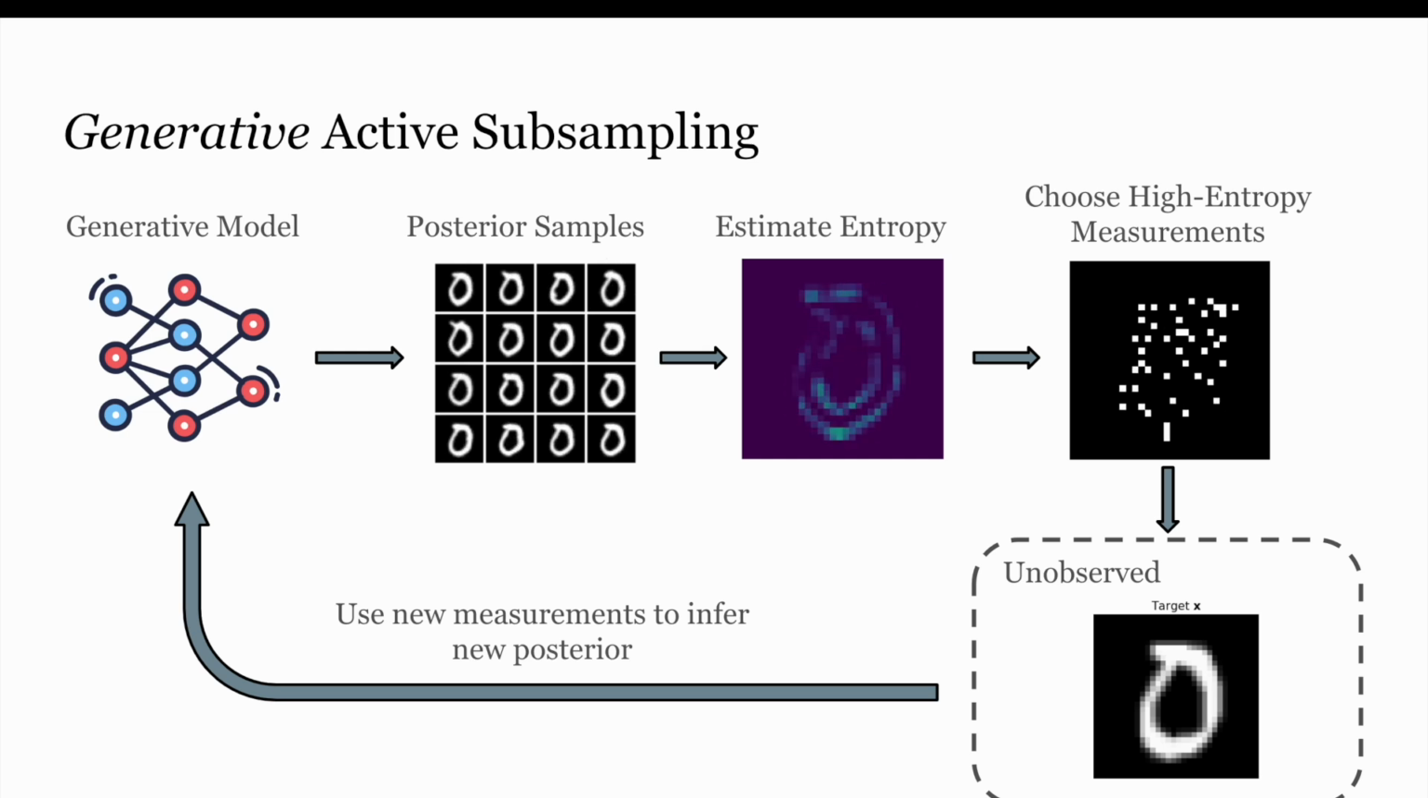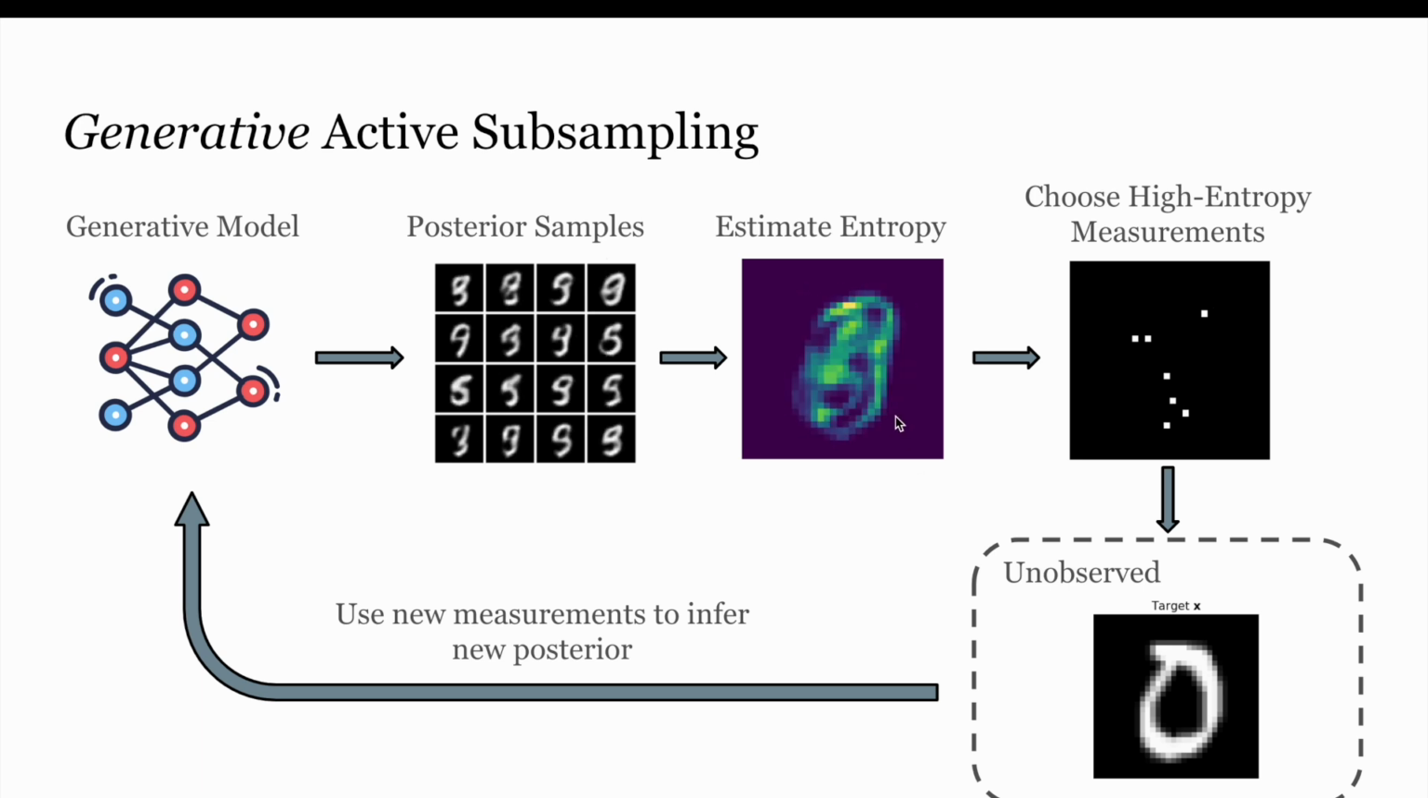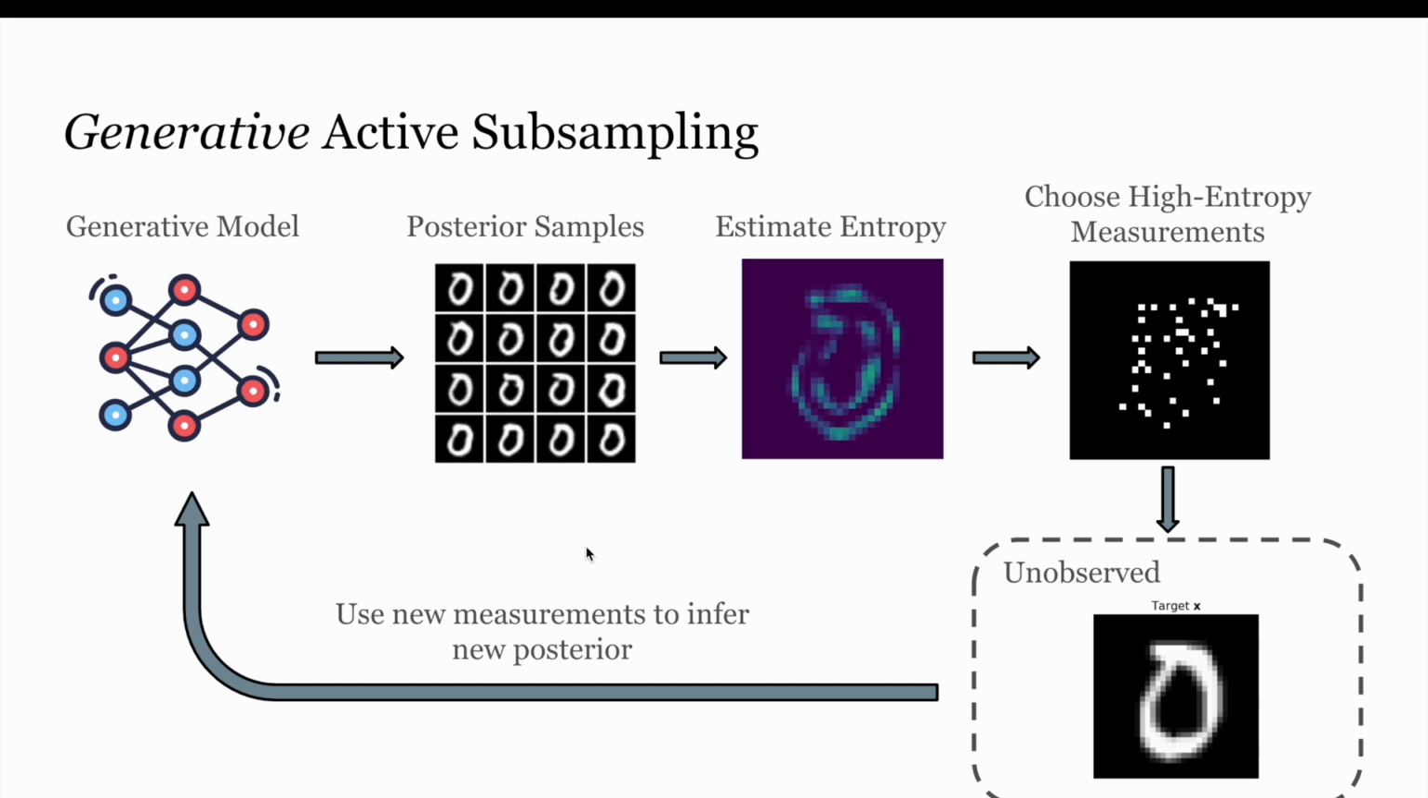And the way that we think about that objective I mentioned previously, where we're trying to choose the measurement locations that maximize this posterior measurement entropy, is that we're just going to look at this entropy map and choose to sample the locations that light up the most. An intuitive way to think about that is if there's some region in the image that all these posterior samples disagree with each other in.